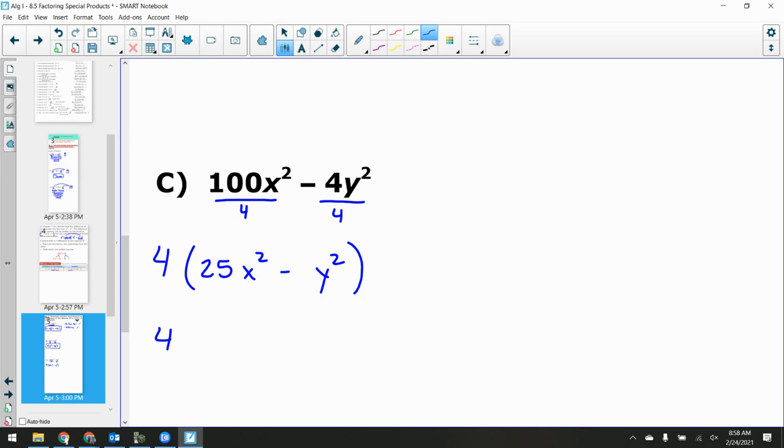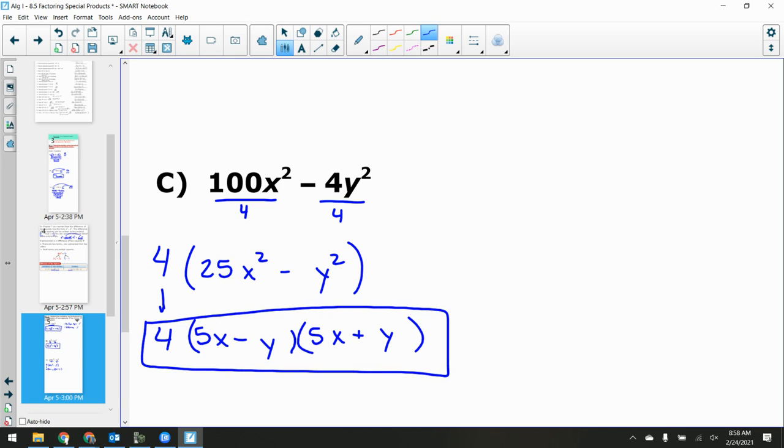We continue to write our 4 down, just drop it down there. And now we have our two sets of parentheses, one with a minus, one with a plus. And now I square root everything. Well, the square root of 25 is 5. The square root of x squared is just x. And the square root of y squared is just y. And that's my answer. Don't believe me? Foil it back together.